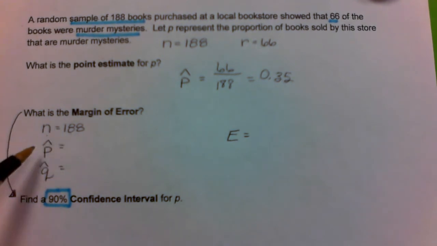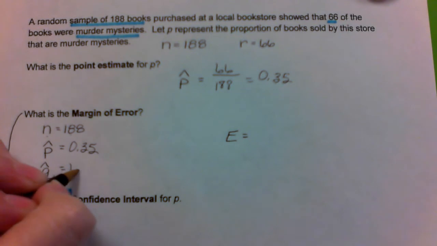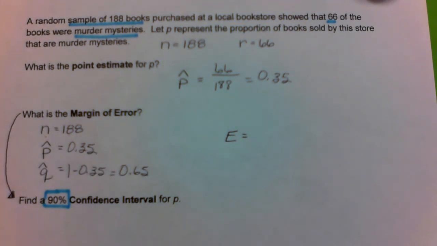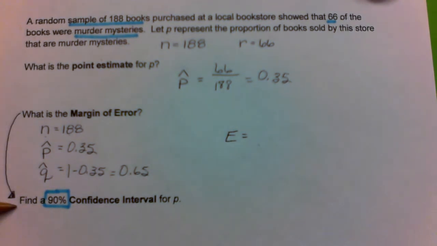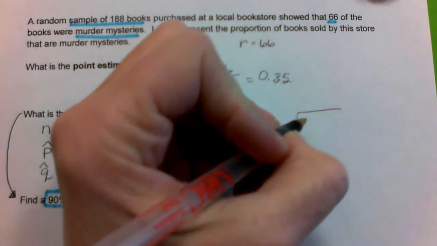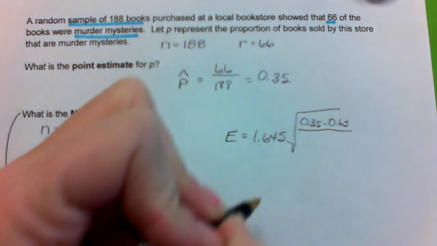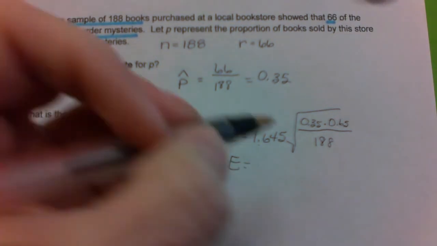So my N is 188. P hat we just calculated, 0.35. And then Q hat is 1 minus 0.35, which is 0.65. So I have my P hat and my Q hat. Now, when I go to calculate the margin of error, I need Z sub C. And I neglected to put the confidence level until down here. So just kind of peek down here. You see that we're 90% confident. So I go to my table, and 90% confident is 1.645 times the square root of P hat, 0.35, times Q hat, 0.65, divided by N, which is 188. So I'm going to put all of that into my calculator and get 0.06.